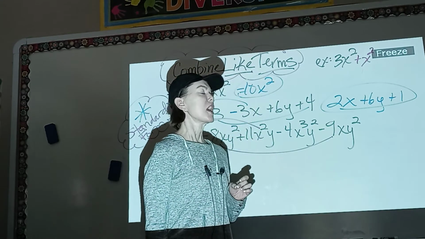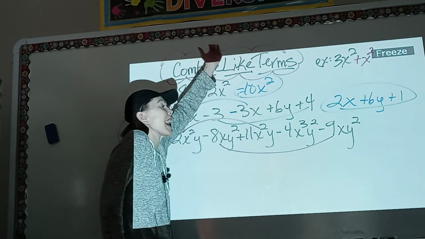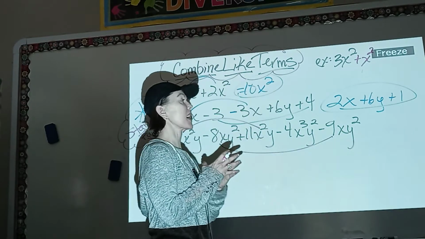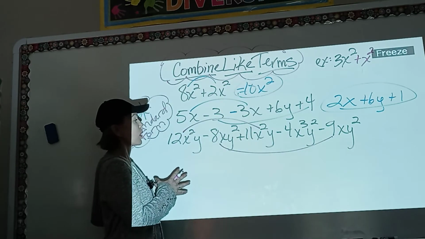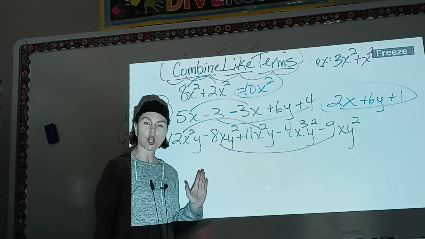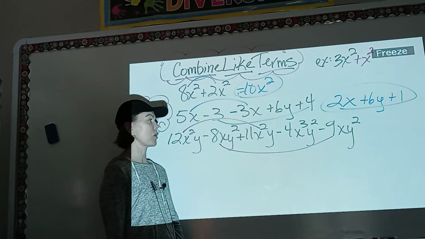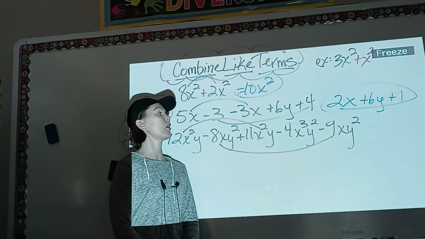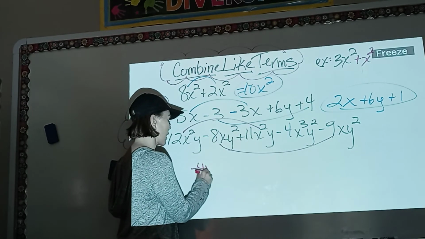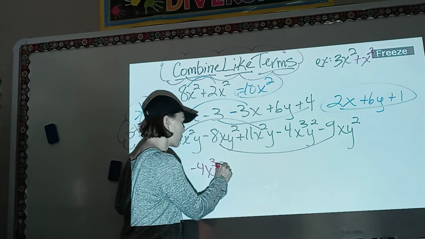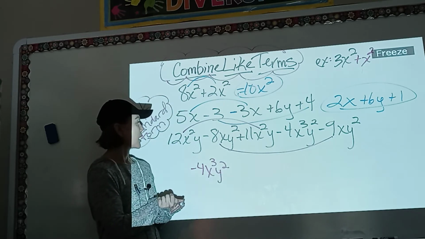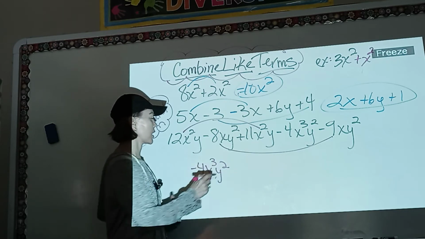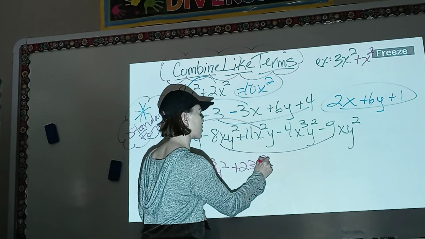Standard form means that you're going to write your answer with the highest exponent leading the list, the highest exponent first. So when we look at this entire list, which term in the list has the highest exponent? x cubed. So that's going to go first in our answer. So negative 4x cubed y squared. Now let's do our combining. Here we have 12x squared y plus 11x squared y, which gives us positive 23x squared y.